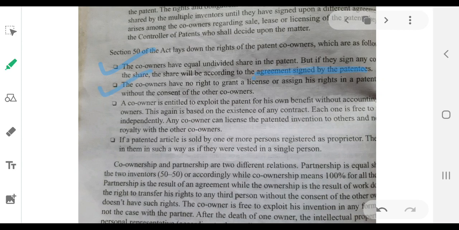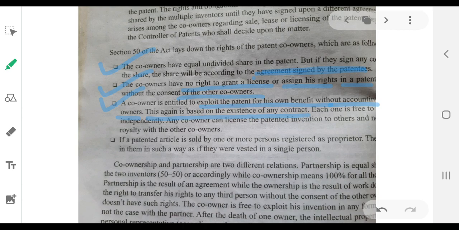The co-owner has no right to grant a license or assign his right in a patent to a third party without the consent of the other co-owners. So you also have to have the consent of the co-owner when you assign it to a third party, otherwise you cannot do it. A co-owner is entitled to exploit the patent for his own benefit without accounting to the other owners. This again is based on the existence of any contract.